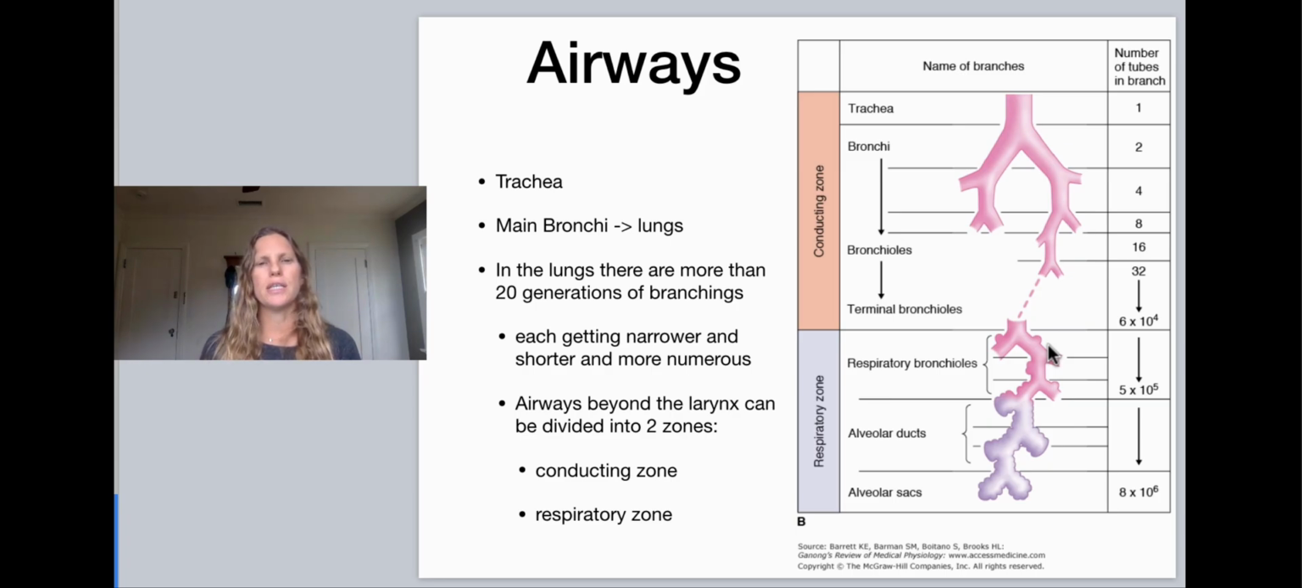Another thing to mention is as we get into these bronchioles, they have quite a lot of smooth muscle wrapped around them, especially the terminal bronchioles. And that smooth muscle can contract or relax, and that will alter the radius of the tube.